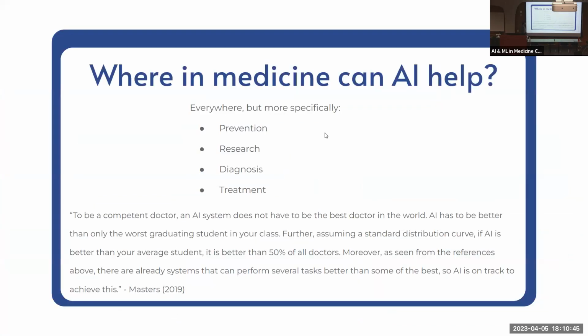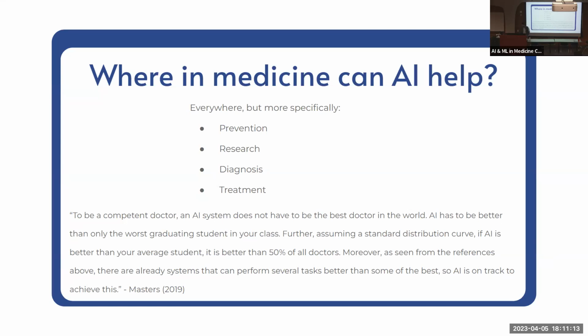Okay, so where in medicine can AI actually help? And I know I'm going through these slides really fast, but it's because I've essentially borrowed them from before, so you've kind of seen these already. But where in medicine can AI be used, or where in healthcare essentially can it be used? Well, I can argue everywhere, but more specifically, it can be used in prevention, it can be used in research, it can be used in diagnosis of certain diseases, and it can also be used in treatment.